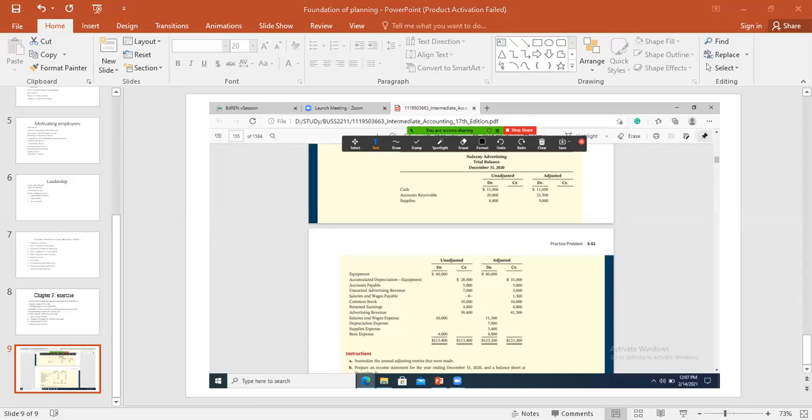The first asset is cash. So our cash should be here. Cash, and the amount was 11,000. So we should write down 11,000, or whatever dollar. The second element in our math, after cash, was account receivable.